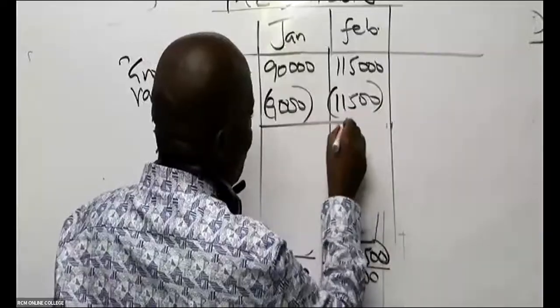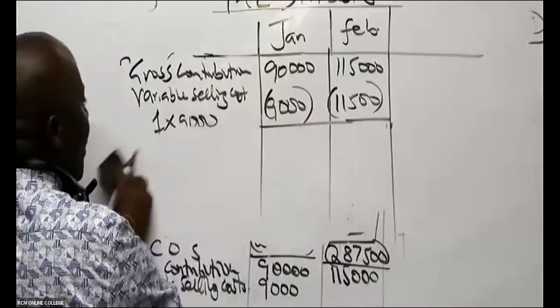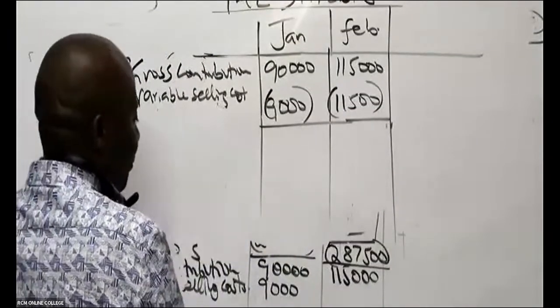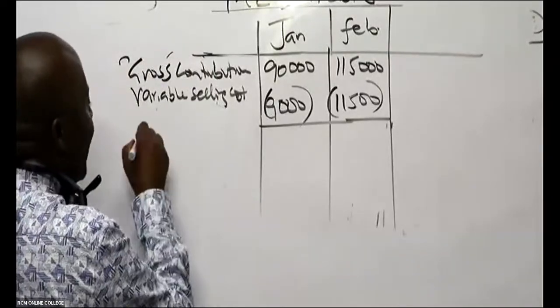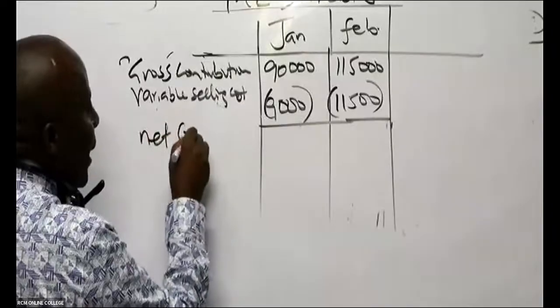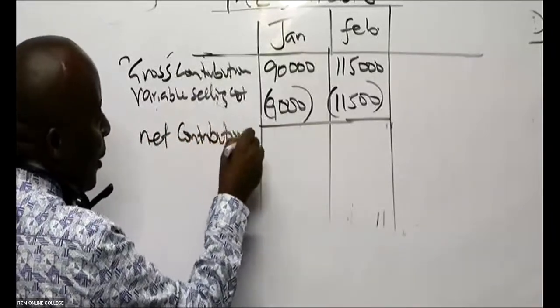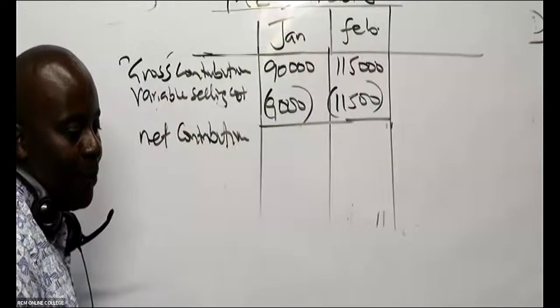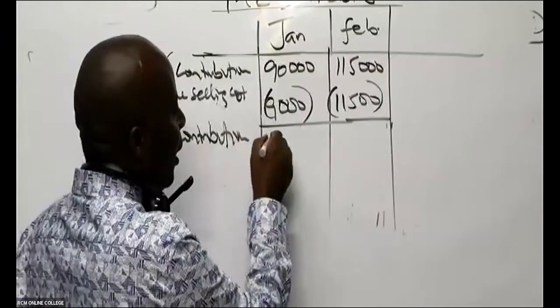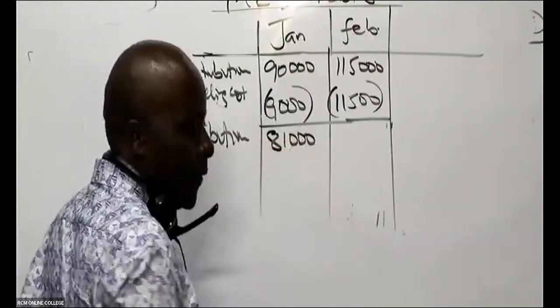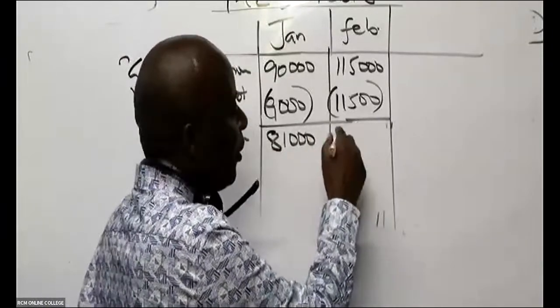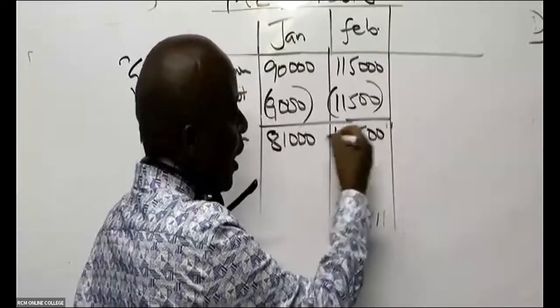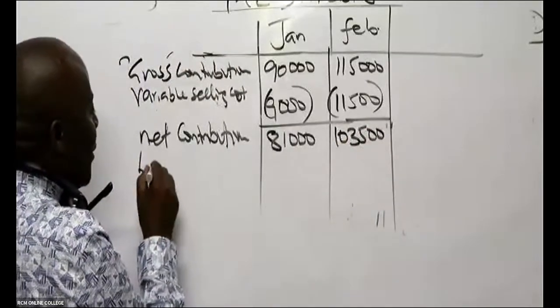And then you'll be able to come here and give us what we call net contribution. So net contribution here, I'm being given 81,000, isn't it? 81,000. How about this one here? 103,500. And then now you come and less fixed costs.